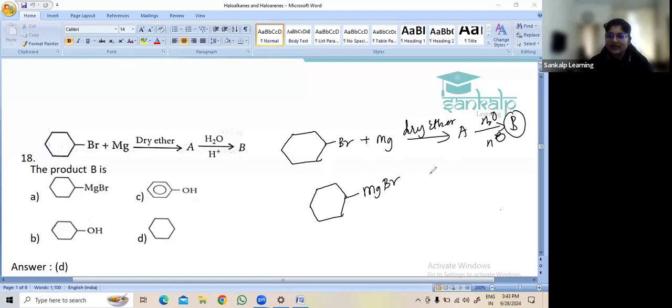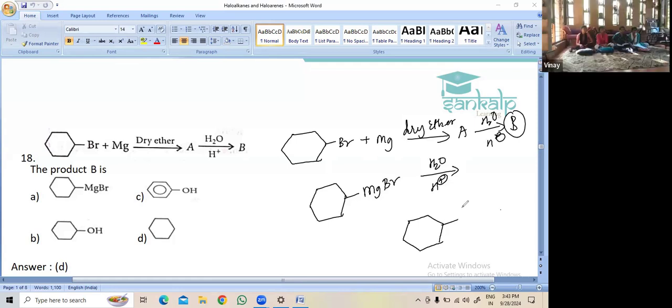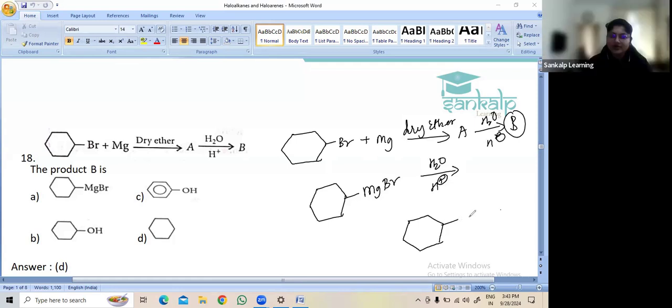Now this Grignard reagent further is undergoing acid hydrolysis. So acid hydrolysis means what? Your OH group will attach here. So now what are you going to get? The remaining compound will be the same. So I'm going to get what here? So here your cyclo, this is MgOH, okay, and your Br.